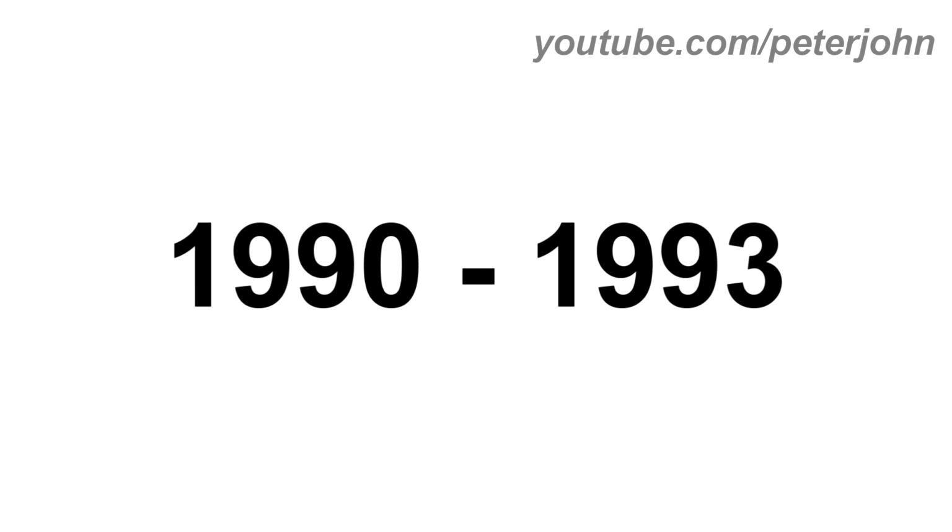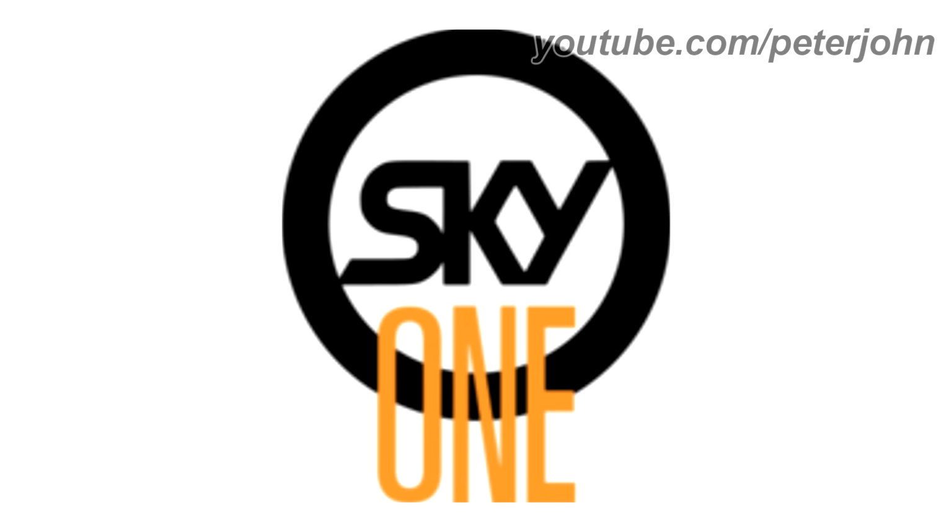1990 to 1993, there is a black circle, and inside it, there is the word Sky in black text, and under this text, there is the word one in orange text. Here is the 3D version and a bumper.